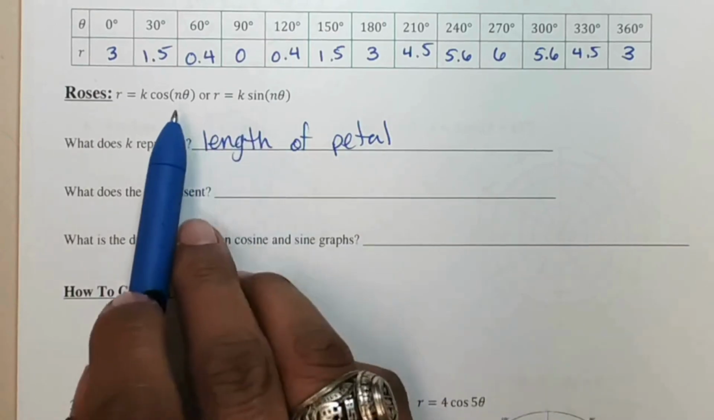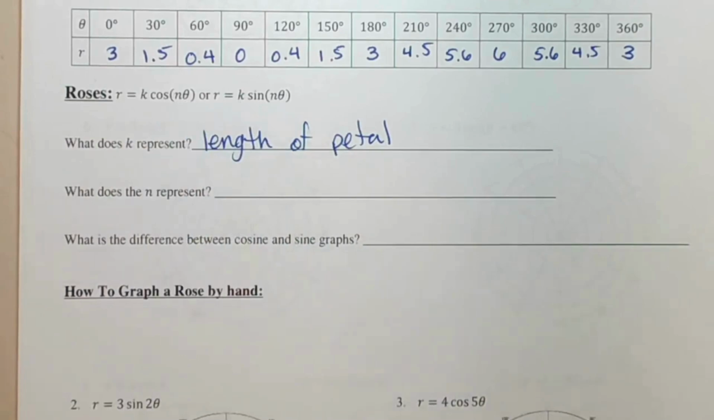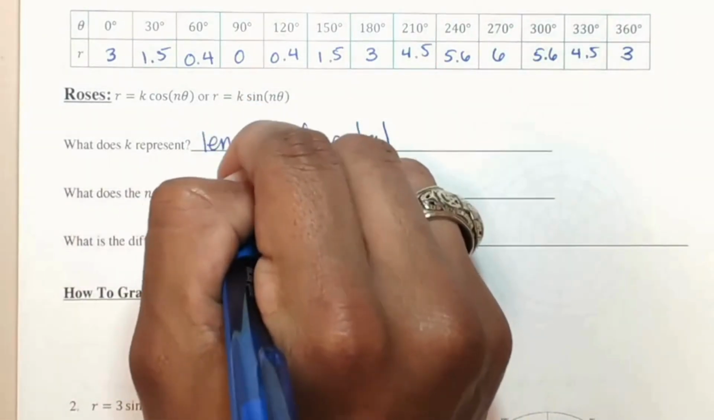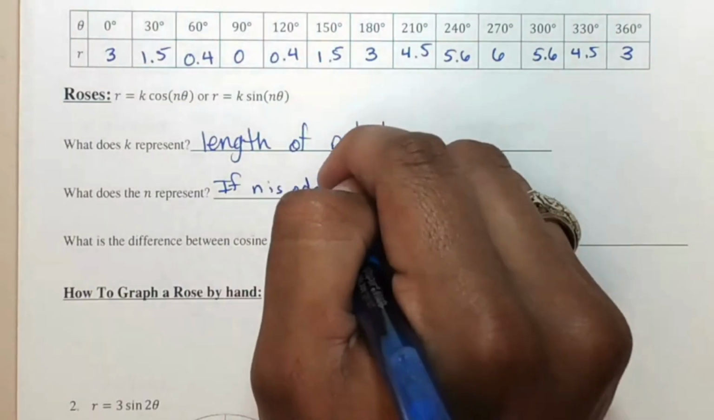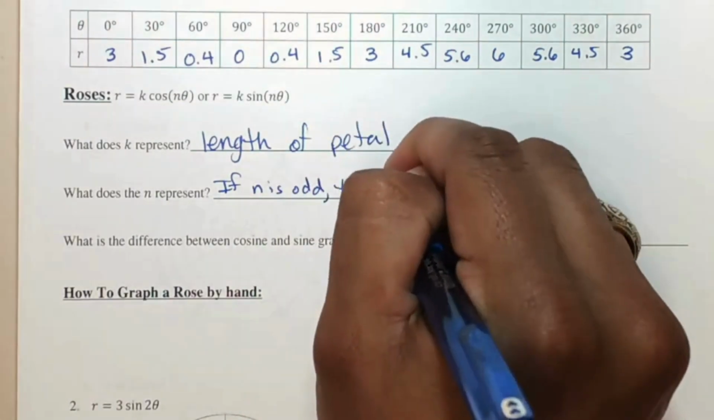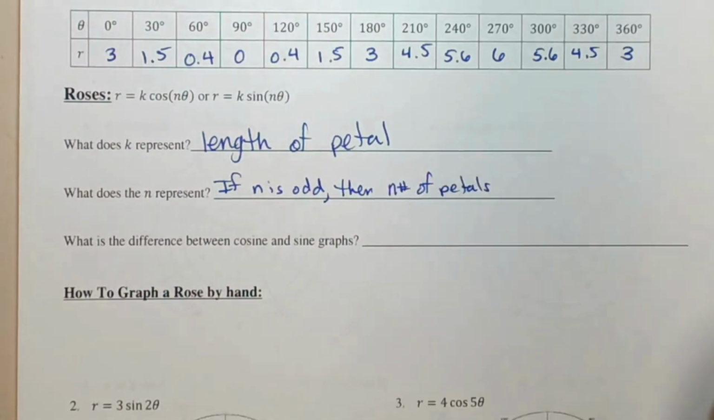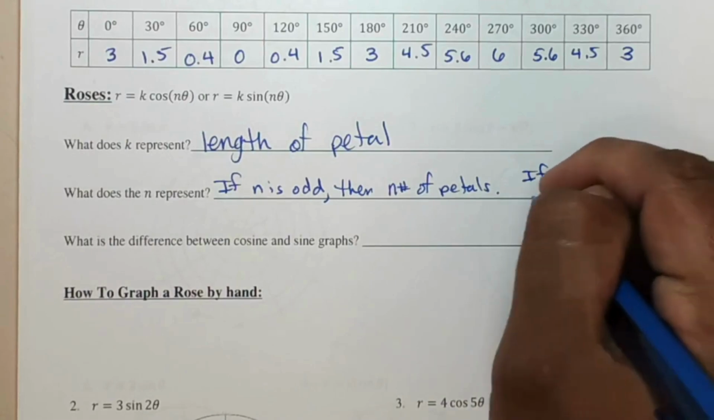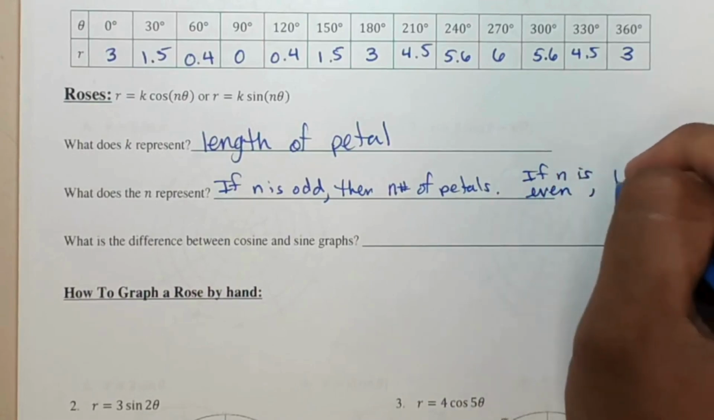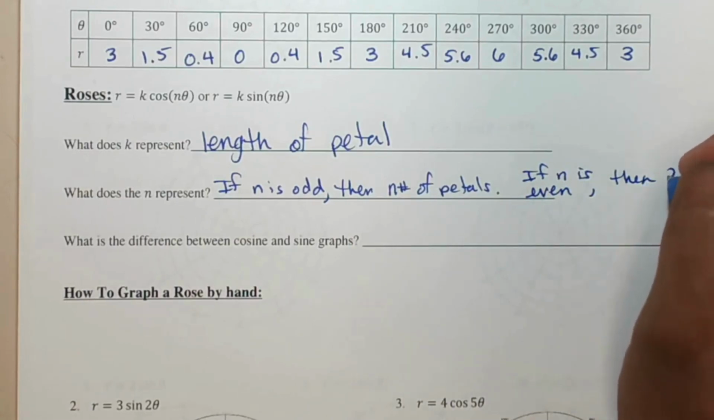What about this n that's inside of sine and cosine? Well, it does two different things depending on the number. If n is odd, then we have n number of petals. Well, what if n is even? Then it's going to actually double the number of petals.